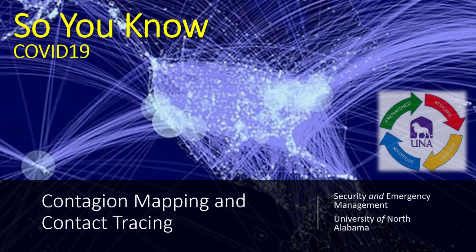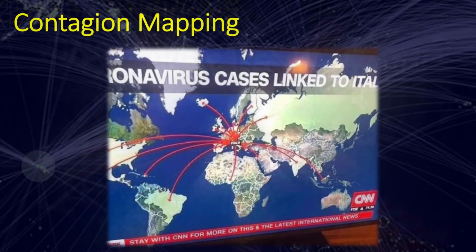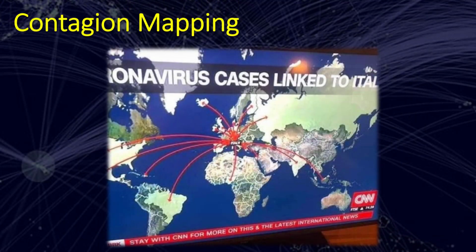I want to welcome you to our second installment of So You Know, where we're going to talk about contagion mapping and contact tracing as it relates to the coronavirus and COVID-19. So if you've been watching the news or you've been searching online, you've probably come across a map that might look something like this. And at the basic level, this is contagion mapping.